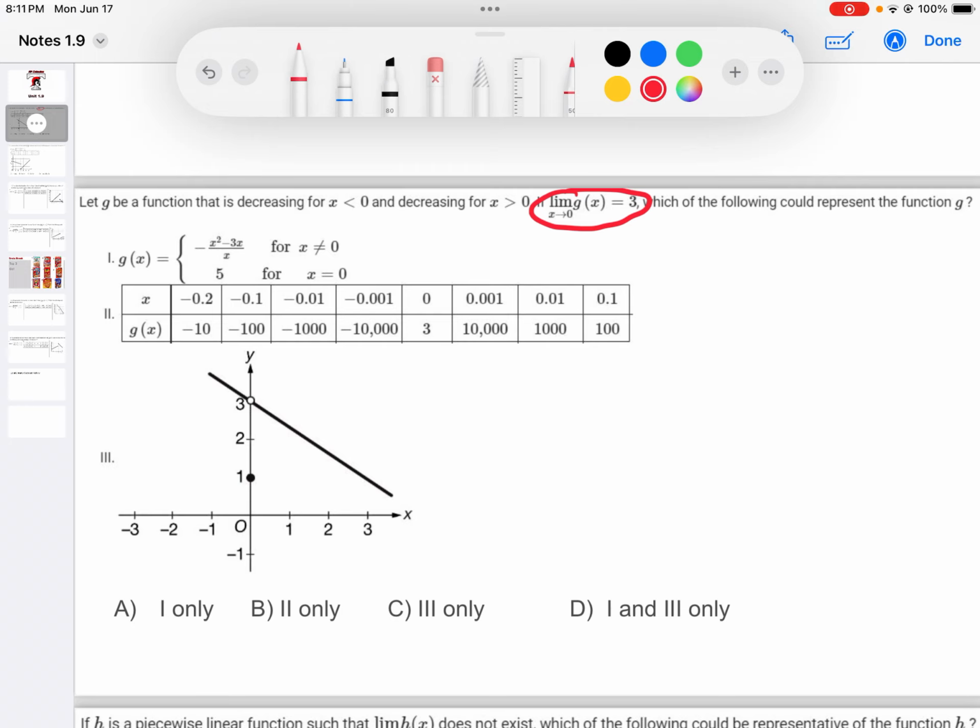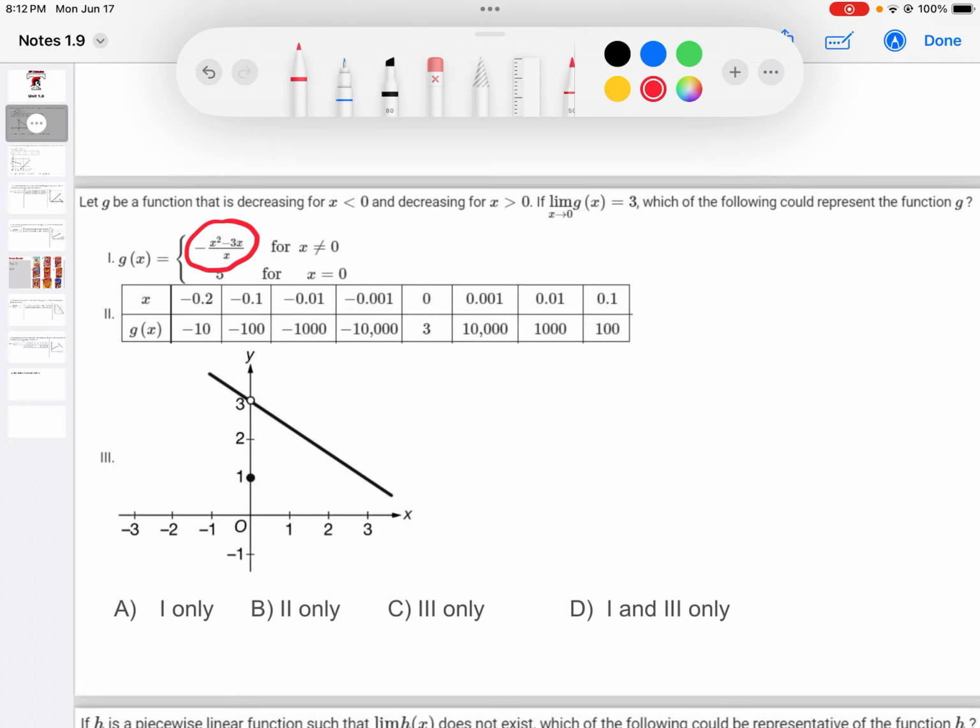So in the last lesson, we talked about how to find that limit. It's saying, okay, when x is 0, the function is defined to be 5. But for limits, I don't care what the function is at 0. As x approaches 0, I don't care necessarily what's happening at 0. I'm just caring that from the left and from the right, the y values are approaching 3. So let's look at this part.